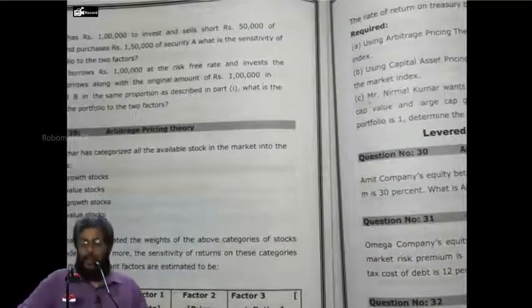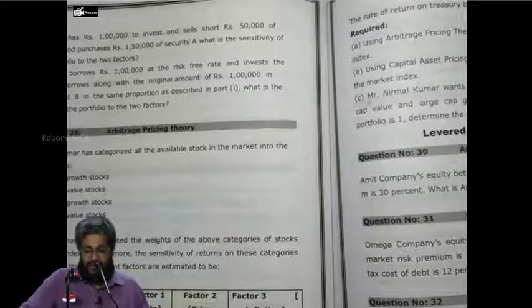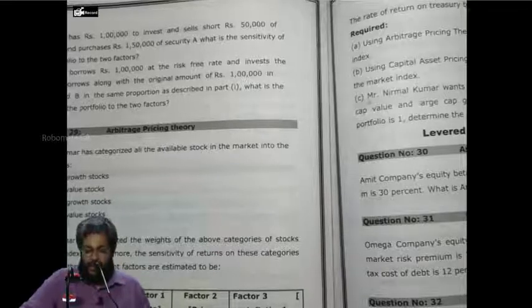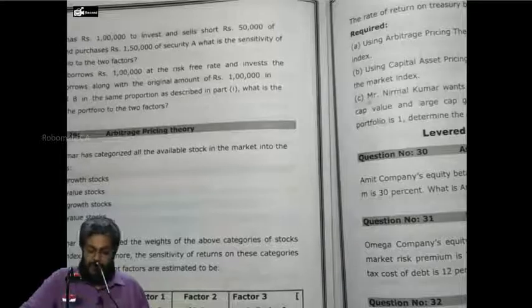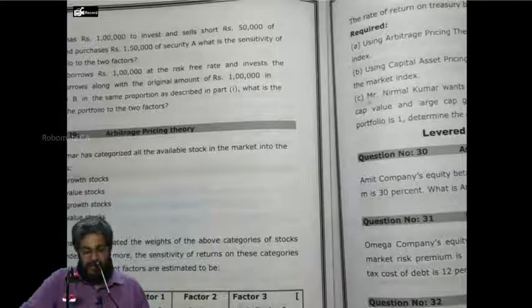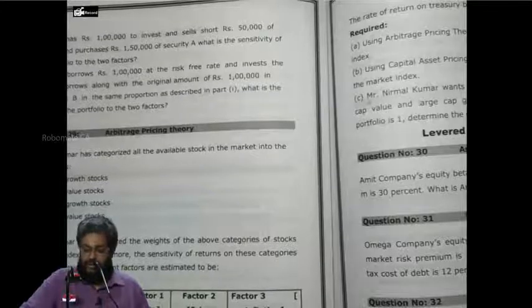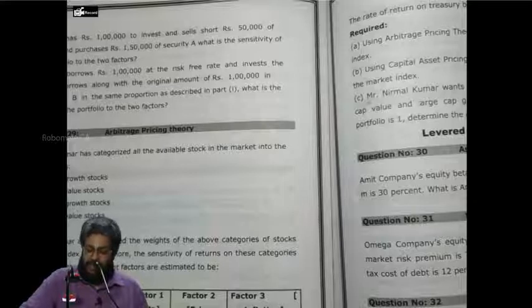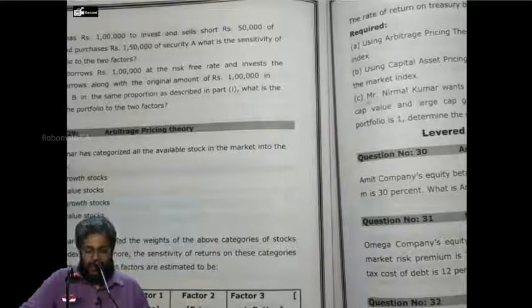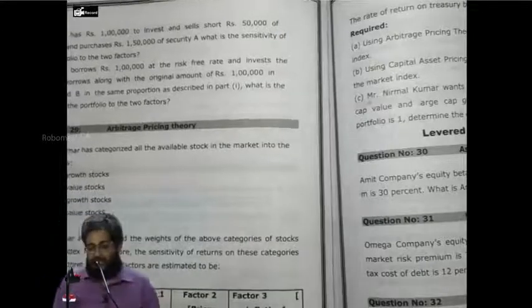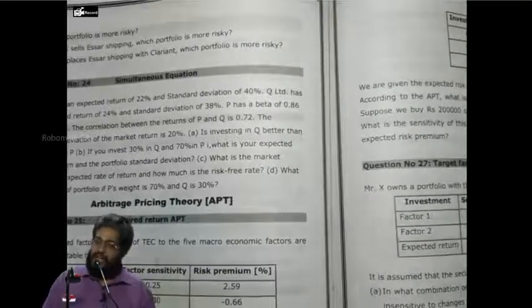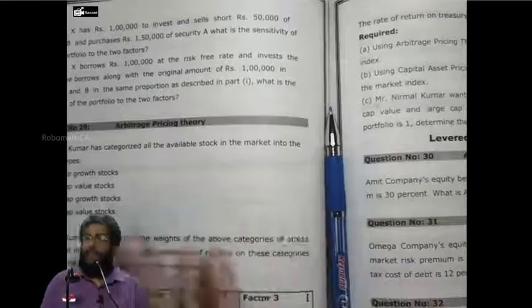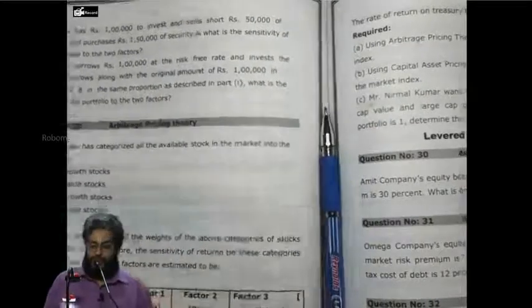If Mr. X has 1 lakh to invest and sells short 50,000 of security B and purchases 1,50,000 of A, what is the sensitivity of X's portfolio to the two factors? If Mr. X borrows 1 lakh at a risk-free rate and invests the amount he borrows along with the original amount of 1 lakh in the securities A and B in the same proportion as described in part 1, what is the sensitivity of the portfolio to the two factors? Sorry, this problem is an examination sum. The previous one we did is the RTP problem. This is one of the past examination questions. Please go through the question before I start with the solution. Go through it quickly, please.